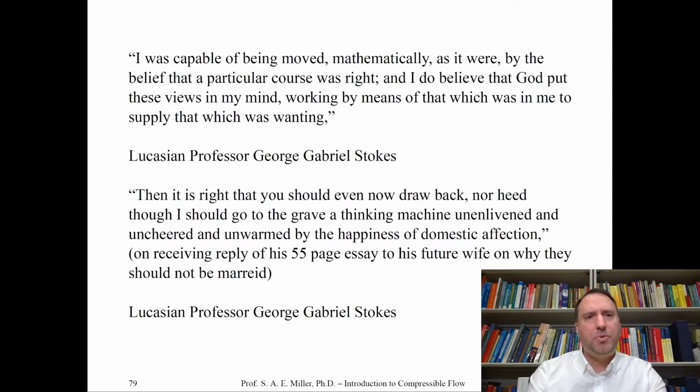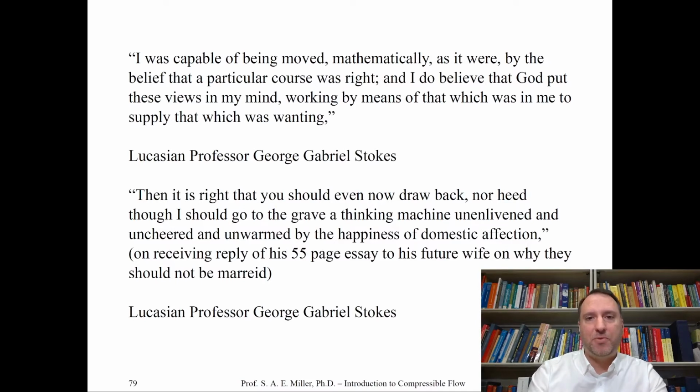He wrote, "I was capable of being moved mathematically, as it were, by the belief that a particular course was right. And I do believe that God put these views in my mind, working by means that which was in me to supply that which was wanting."